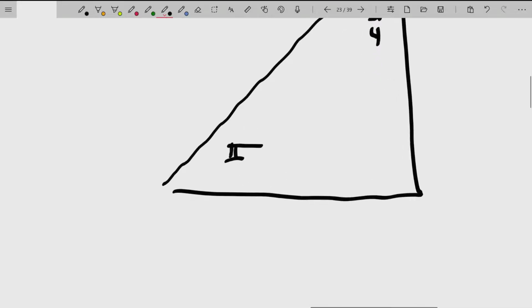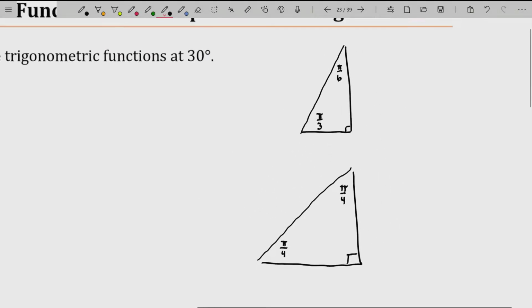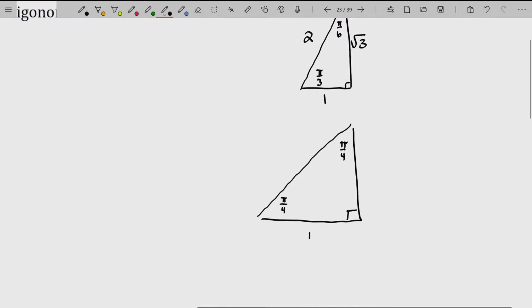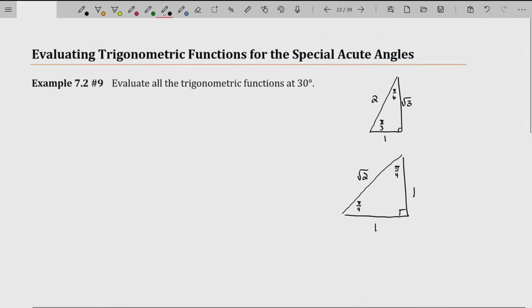And I'm going to zoom in to fix that handwriting too. And it still looks not that great. Anyhow, this is 1, this is 2, this is root 3. This is 1, this is 1, this is root 2. That's how I write them. I know that everybody's a little bit different.